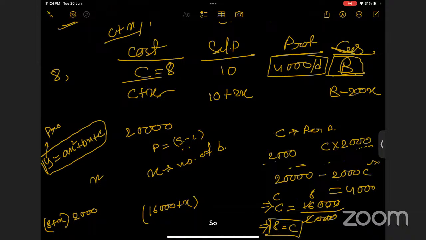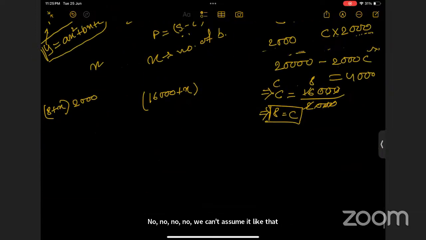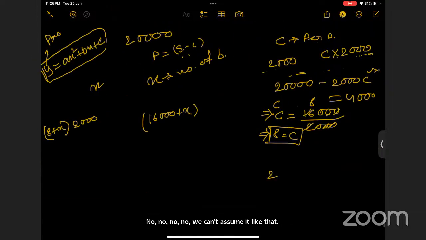So if we can find the value of B, then we will. So for that, ma'am, if we assume one packet is sold to one customer, then we will directly be 2000. But I don't know if that assumption is... No. We can't assume it like that. Yes, ma'am. We sold 2000 packets. 2000 packets for B customers.